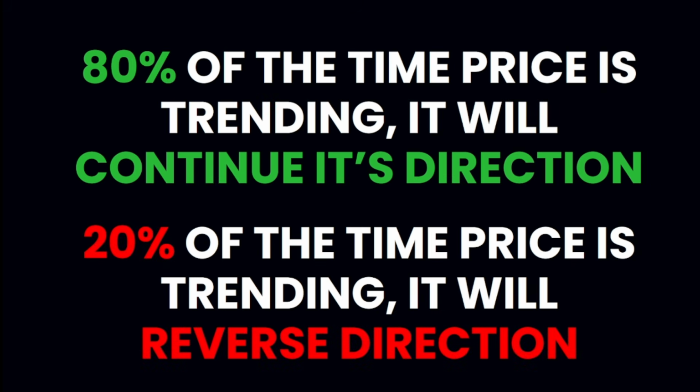This is what the entire video is going to be based off. 80% of the time price is trending, it will continue its direction. 20% of the time price is trending, it will reverse direction. For those of you that prefer continuation trading, you are automatically at an advantage. For those of you that prefer reversal trading, you're automatically at a disadvantage. I'm going to explain that throughout the video, what it means and how you can better increase your odds trading, regardless of what your winning strategy, your trading model, whatever it might be.